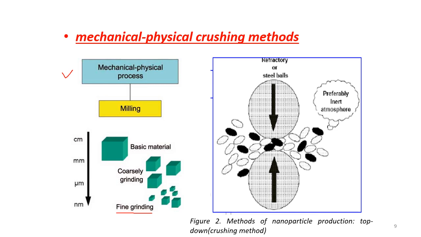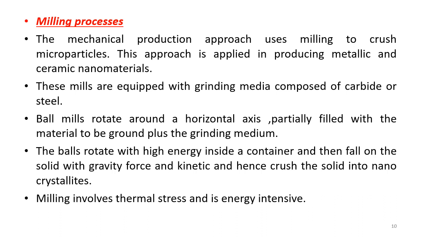This mainly is used in our powder technology also, where we have the production of nano level powders. So the milling production approach uses a mill to crush microparticles. This approach is applied in producing metallic and ceramic nanoparticles. As I have told you, these are mainly used in our powder technology for creating nano powders. These mills are equipped with a grinding media. In the previous figure we can see the different grinding medias to which forces are applied.